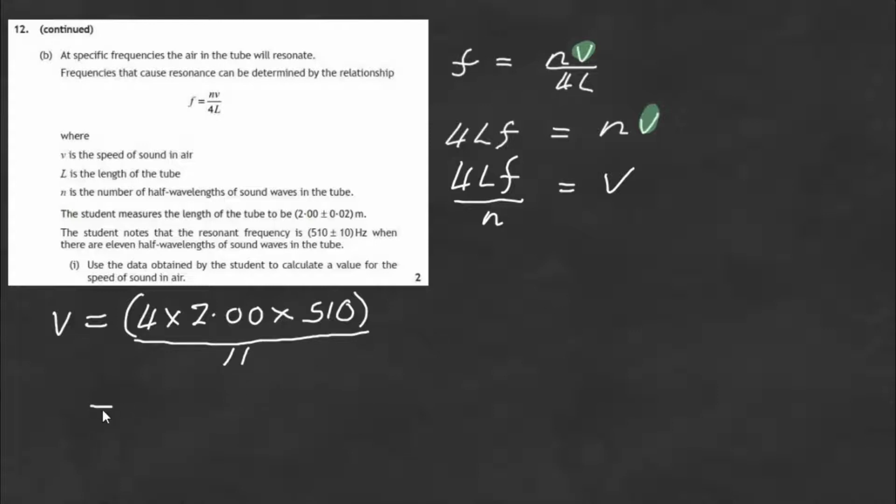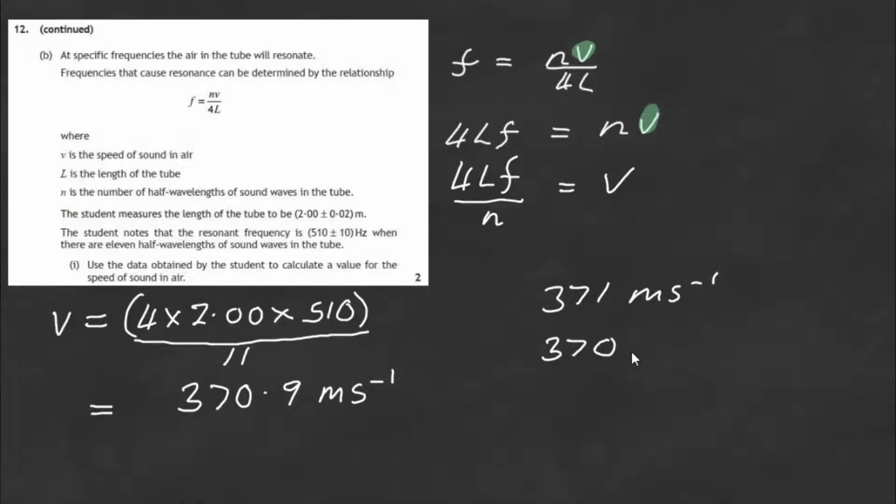So we do that in our calculator, we end up with a value of 370.9, and of course units for the speed will be metres per second. Now we can round that up to give us either 371 metres per second, or we can keep to two significant figures and write it as 370 metres per second. We want to keep it to two significant figures.